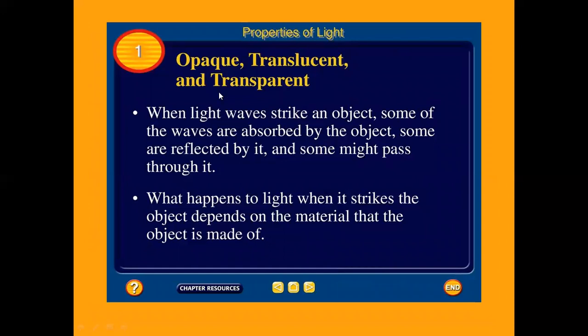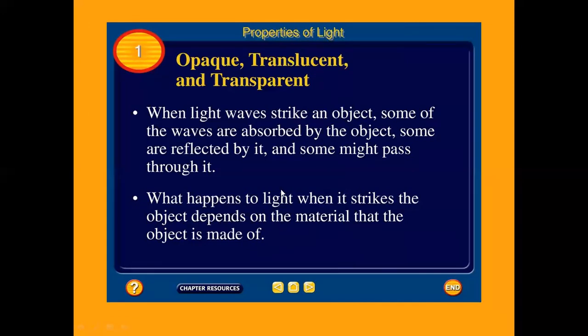Now, what happened in this condition? You can see there are three types of material, that is opaque, translucent, and transparent. When light waves strike an object, some of the waves are absorbed by the object, some are reflected by it, and some might pass through it. What happens to light when it strikes the object depends on the material that the object is made of.